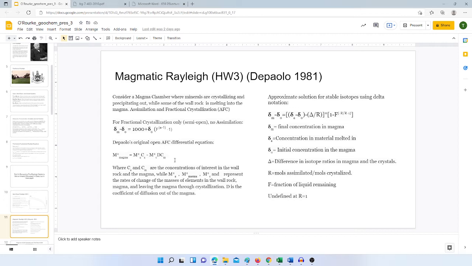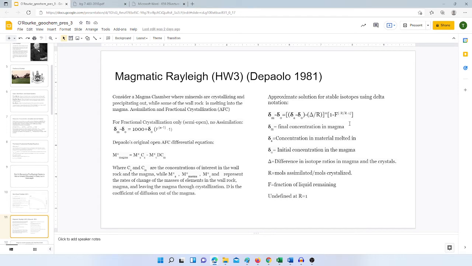Again, if we want our solution to be in terms of deltas of stable isotope concentration, then we can use this formula with final in the magma minus initial in the magma, initial concentration in the wall rock, and then the ratio of crystallization and assimilation. And then here is our familiar friend f, and obviously this function will be undefined at r equals 1.